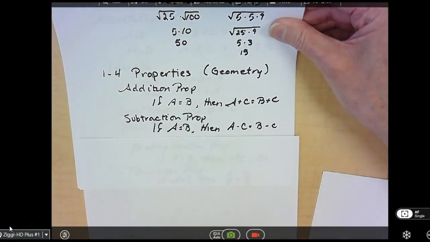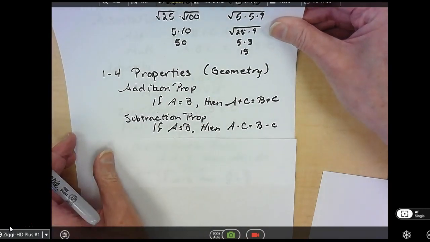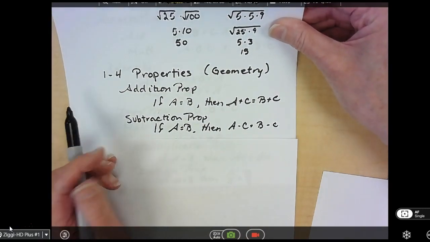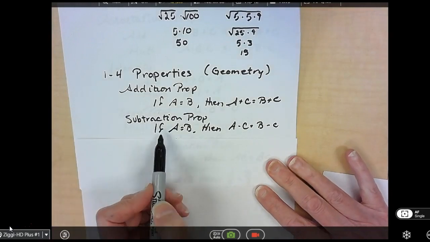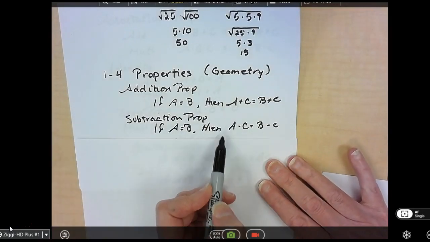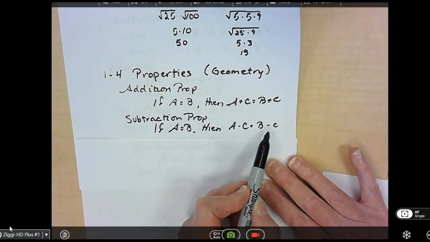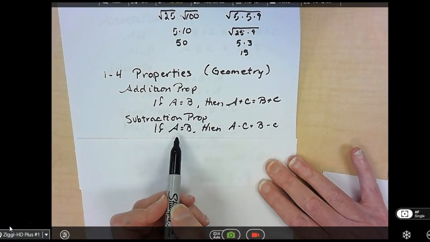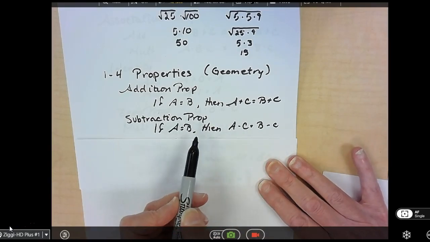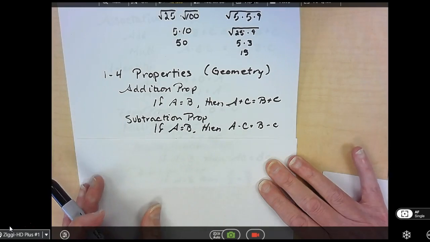We also have subtraction property. You could probably even start writing it down before I even say it. If A equals B, then A minus C equals B minus C. Again, whatever we subtract from one side of the equation, we have to subtract from the other side of the equation.